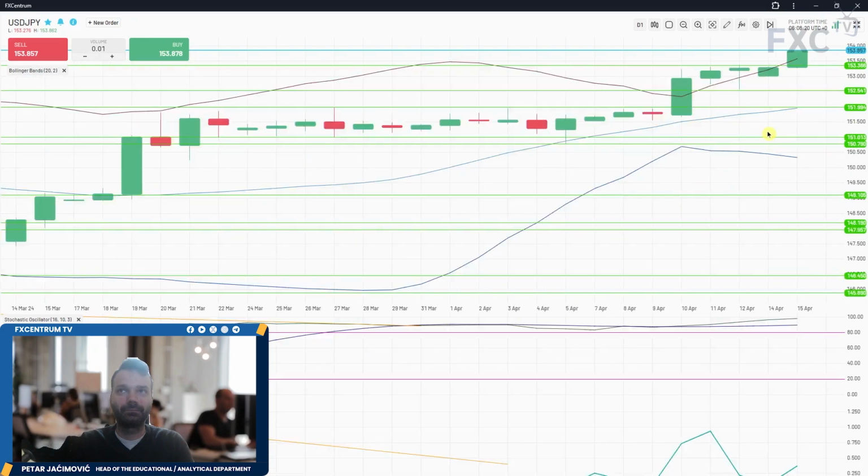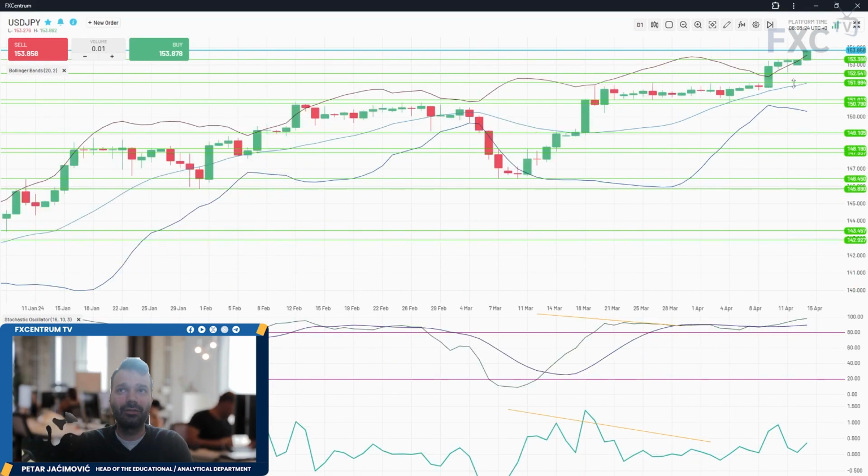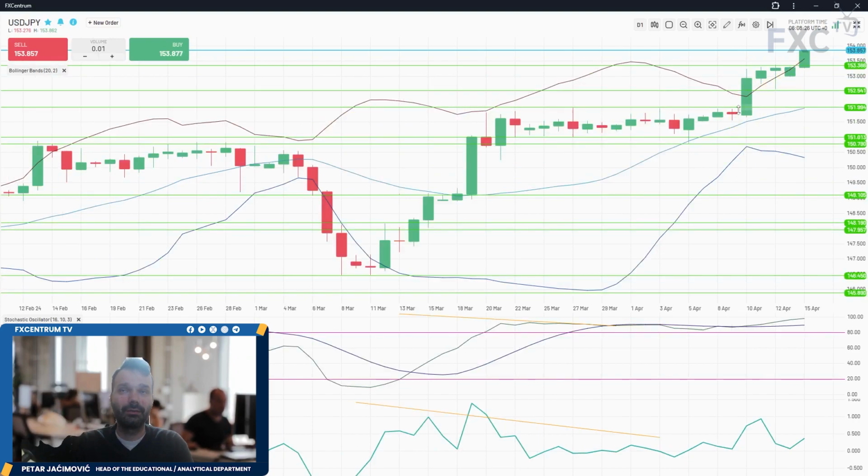And you can see how the Bollinger Bands are now expanding after the contraction, after the serious contraction at this point. So this was a very clean and textbook breakout that happened last week.